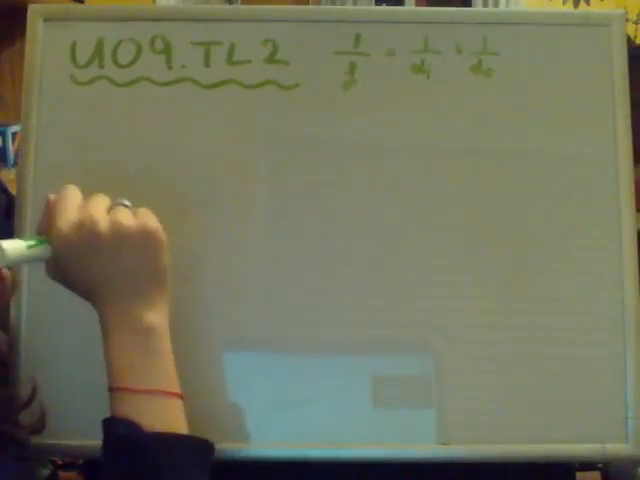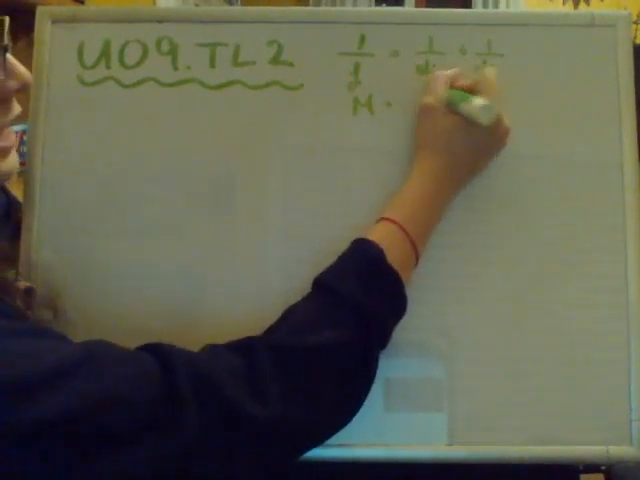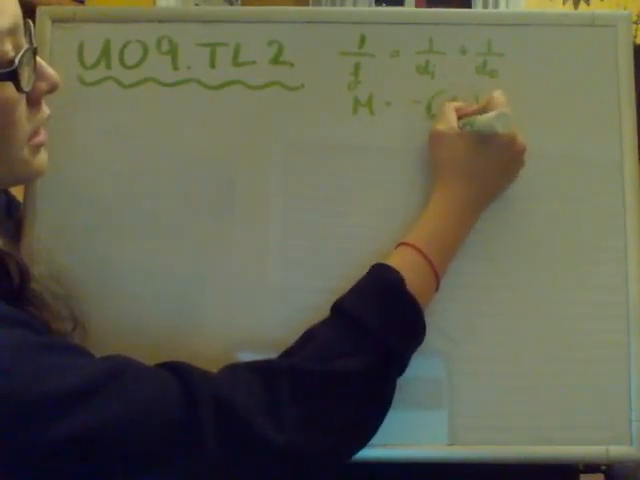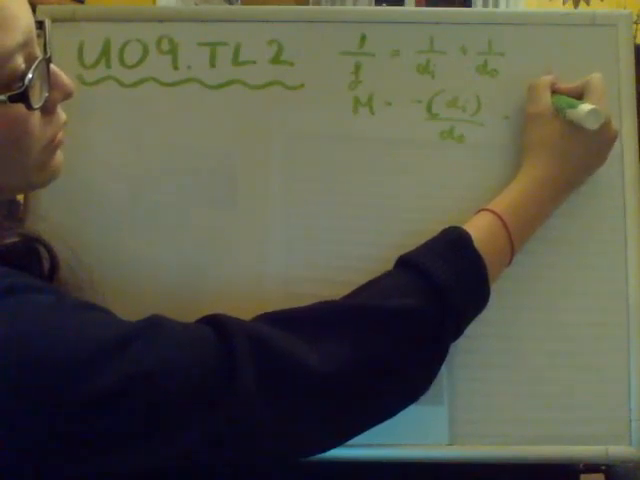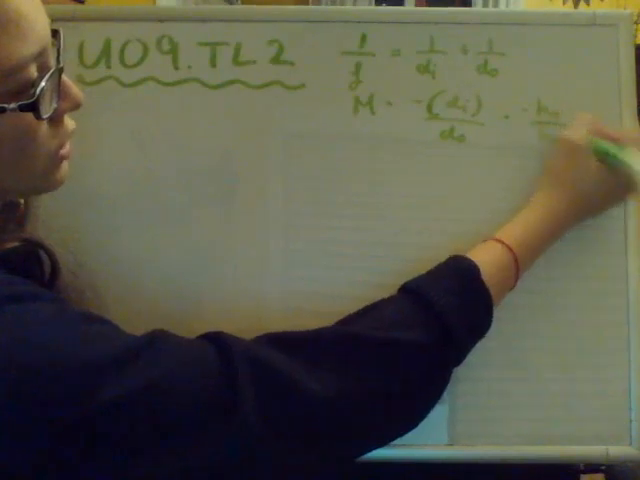And also, for thin lenses, we're going to use magnification, which is m, equals negative distance of the image over distance of the object, or negative hi, which is height of the image, over ho, which is height of the object.